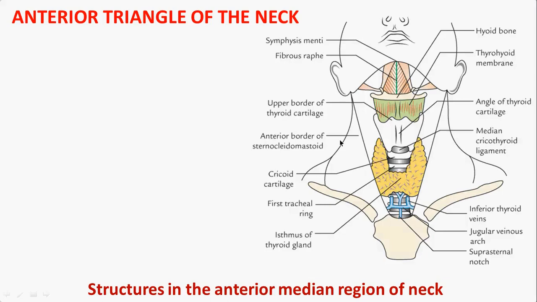What are the structures in the anterior median region? This is the anterior median region, which is bounded on both sides by the anterior border of the sternocleidomastoid muscle, and by the inferior margin or base of the mandible. The skin over it is very freely movable over these structures. So what are the contents we will see?